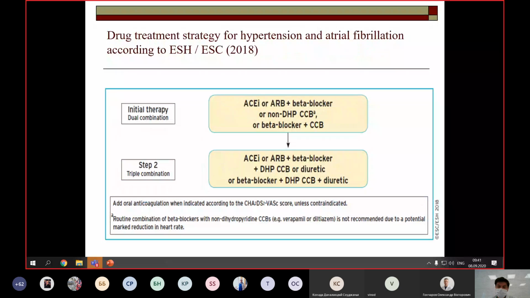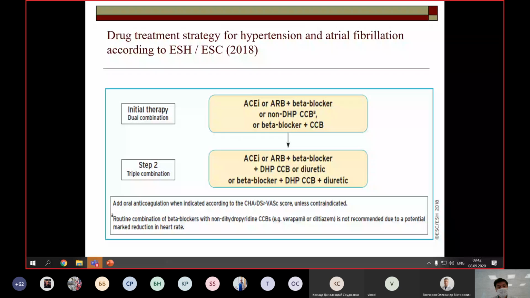What should be used in a patient with uncontrolled heart rate and atrial fibrillation having arterial hypertension? To initiate the treatment, please use the combination of ACE inhibitors or ARBs plus beta blockers, dihydropyridine calcium channel blockers, or beta blockers plus calcium channel blockers. Please take into consideration that a patient with hypertension and atrial fibrillation might have HFpEF or HFrEF. In this case, please switch the treatment from the previous slide.